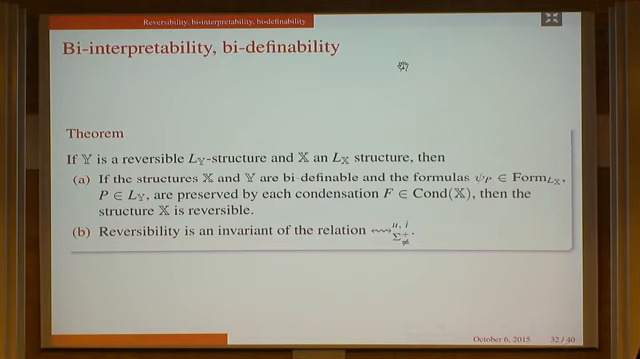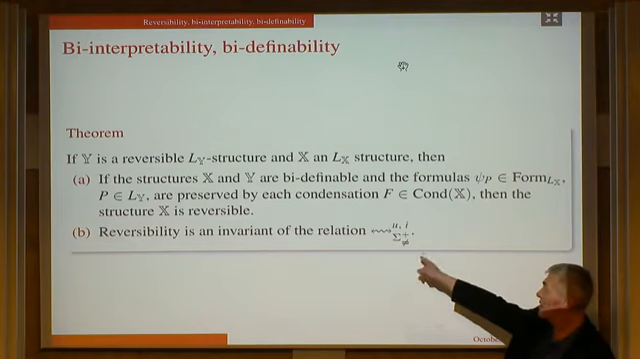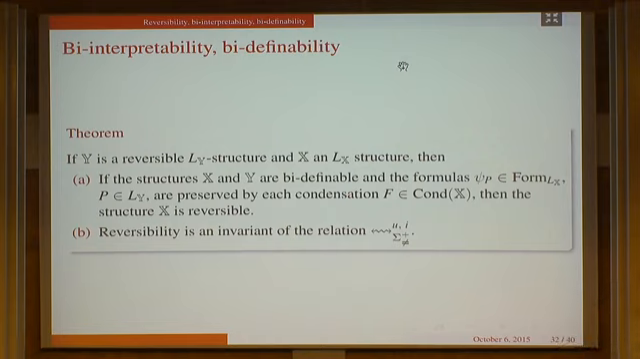A corollary: if Y is reversible and X a structure, if they are definable one in the other, and the formulas defining the relations from Y are preserved by each condensation, then the structure is reversible. So reversibility is an invariant of this relation. This relation is by interpretability, which is unrelativized, which means that the domain is the whole domain, injective, which means that these functions f and g are injective, and sigma plus with equality, which means that all the formulas defining all the things are positive, but non-inequality is allowed.